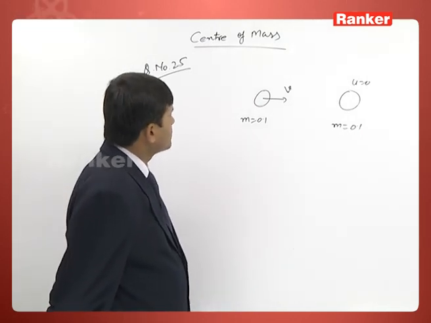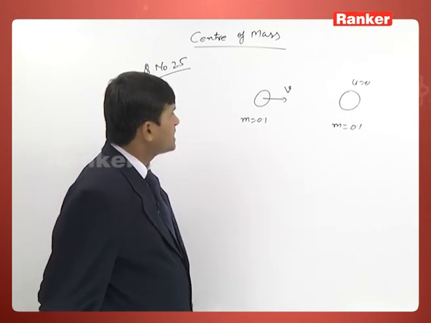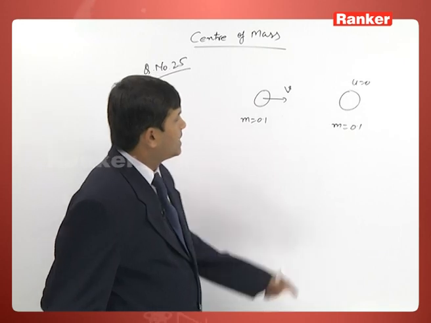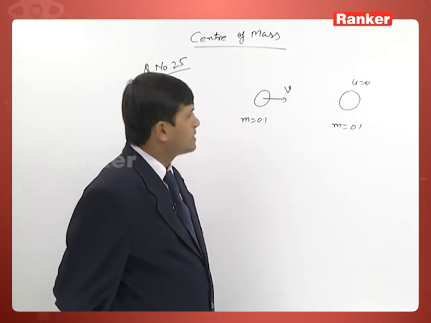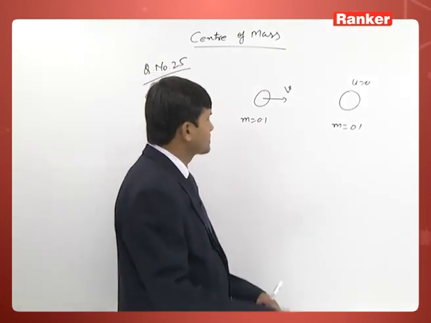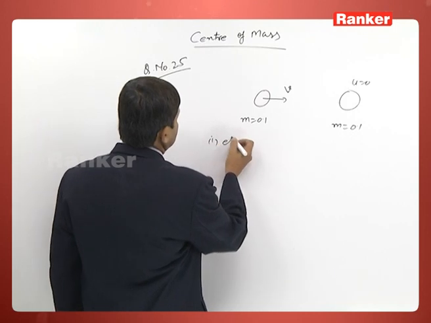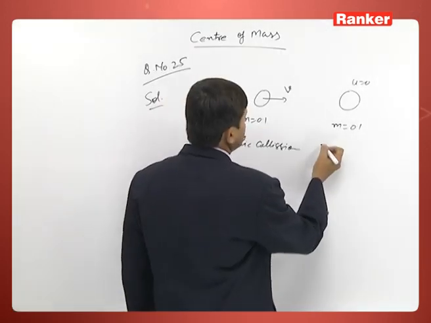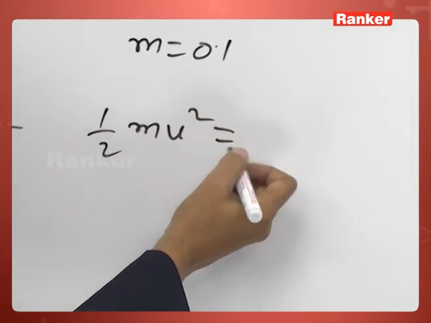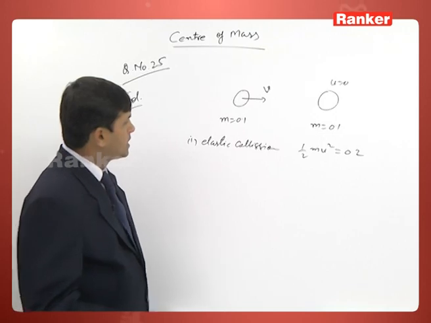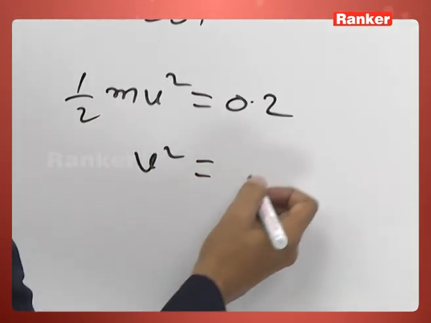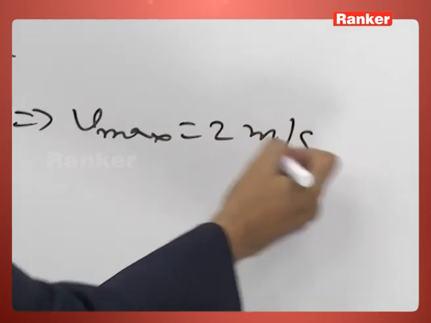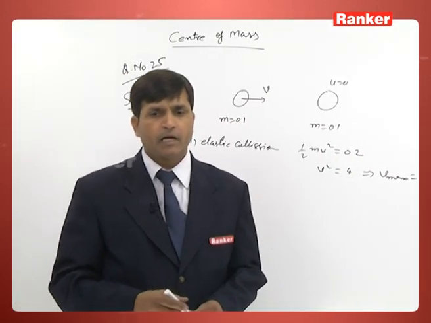So, minimum and maximum here, there are two conditions here. In case of maximum energy, that maybe you can say energy due to the elastic collision, and another, the inelastic collision. So, first, elastic collision. In elastic collision, the velocity will interchange, half m v square is equal to 0.2 and m is 0.1. So, v square is equal to 4. So, v maximum is 2 meter per second. This is the maximum velocity here.